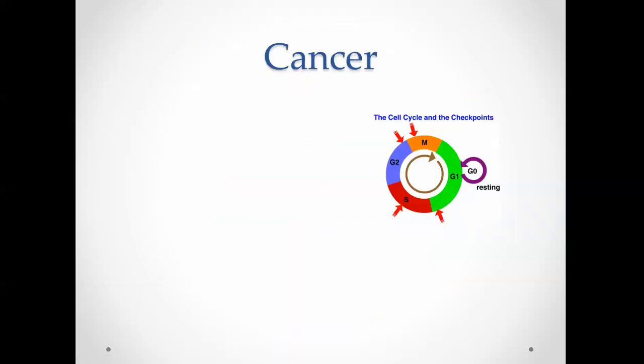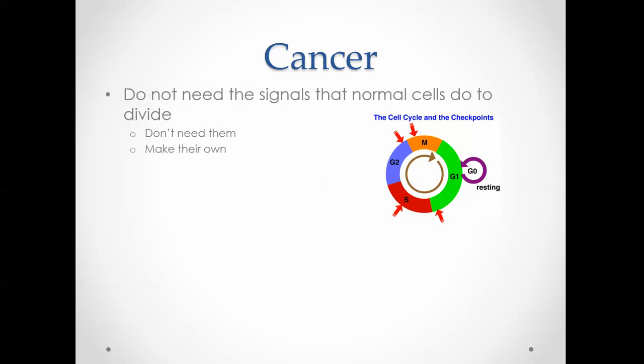Now, issues arise when we lose control of the cell cycle. So cancer cells often don't need the signals that normal cells do to divide. They've mutated in such a way they don't need them, or they make their own signals and they tell themselves to divide and they just ignore the rest of the body. So cancer is really weird. It's your evil twin, literally. It is your cells that have gone off and are ignoring the rest of your body, and they're dividing like crazy, and they've lost cell cycle control.